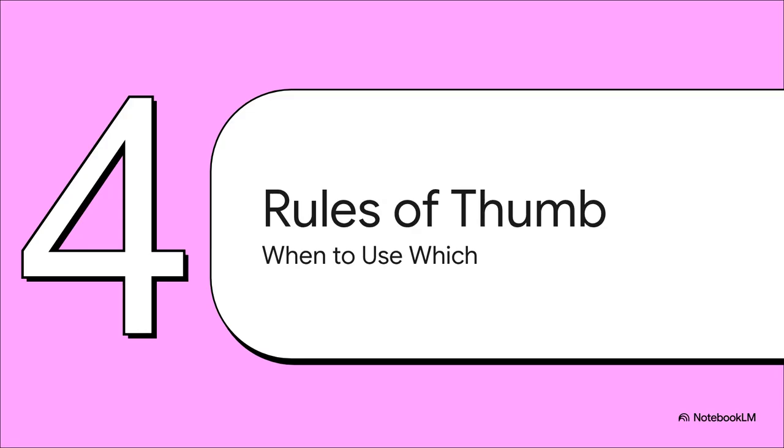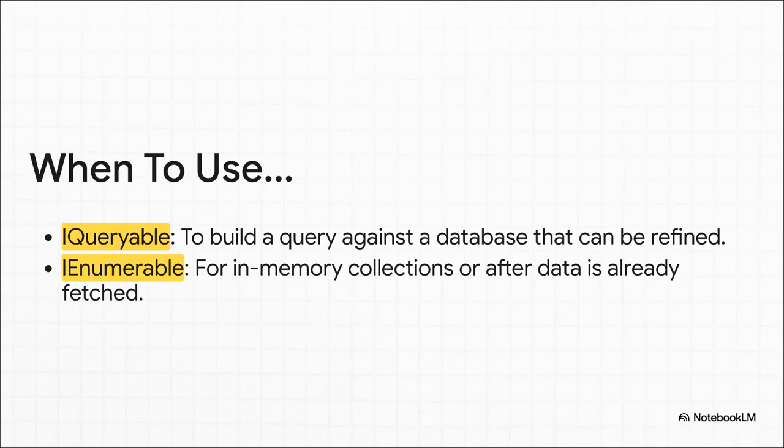Okay, so now we know the what and the how. Now let's get to the most important part. When do you actually use each one? Let's lay out some simple rules of thumb. The rule is actually super simple. Use IQueryable anytime you are building up a query against an external data source, like a database. It lets you keep adding filters and conditions before anything actually happens. You use IEnumerable for data that is already sitting in your application's memory, like a simple list.